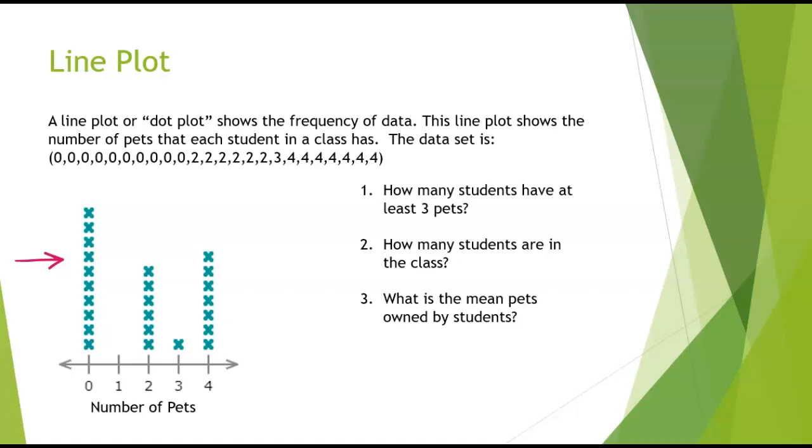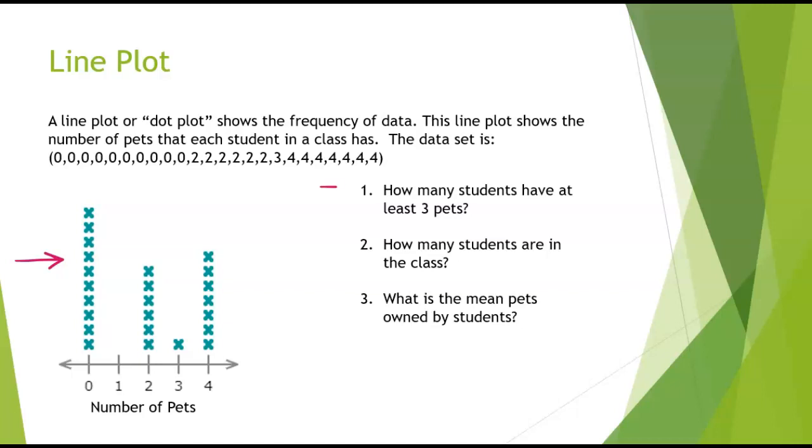So how many students say they have no pets? 1, 2, 3, 4, 5, 6, 7, 8, 9, 10. You can tell I have a pet. Okay, so there's 10 X's here. Then we have 1, 2, 3, 4, 5, 6 students that have 2 pets. We have 1 student that has 3 pets, and we have 1, 2, 3, 4, 5, 6, 7 students that have 4 pets.